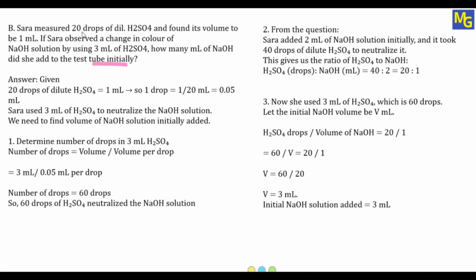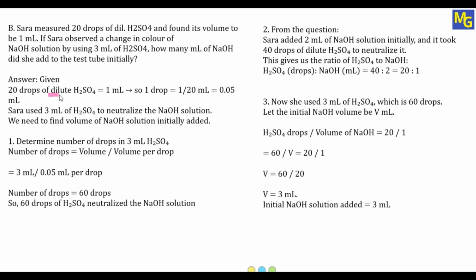So if 20 drops of H2SO4 is nothing but 1 ml, then NaOH solution by using 3 ml of H2SO4, how many ml of NaOH did she add to the tube initially? So this is the question. What is the answer for this?